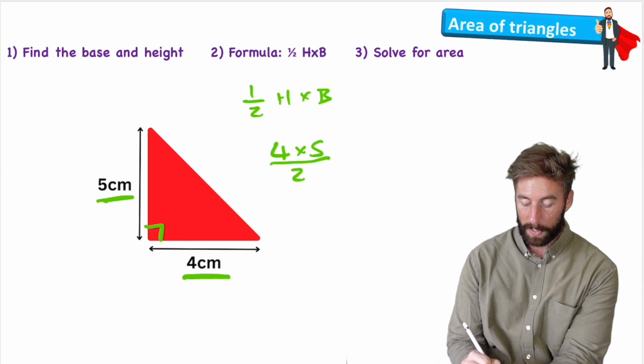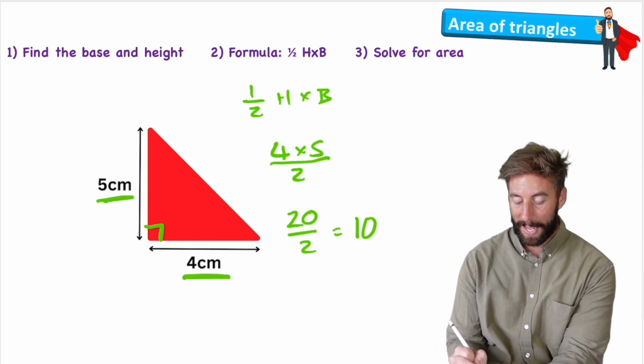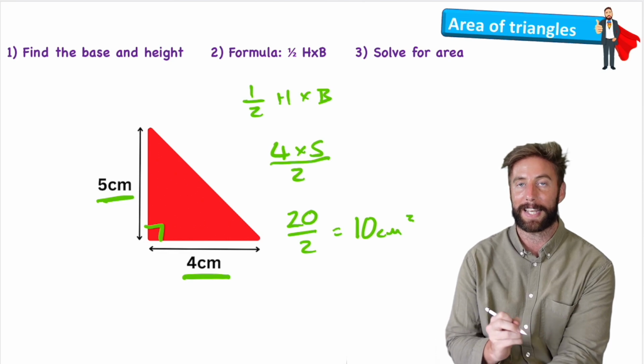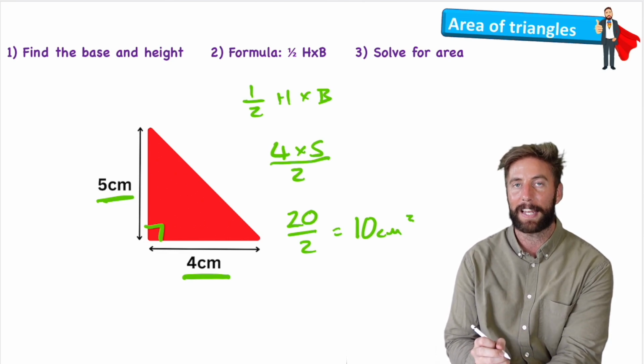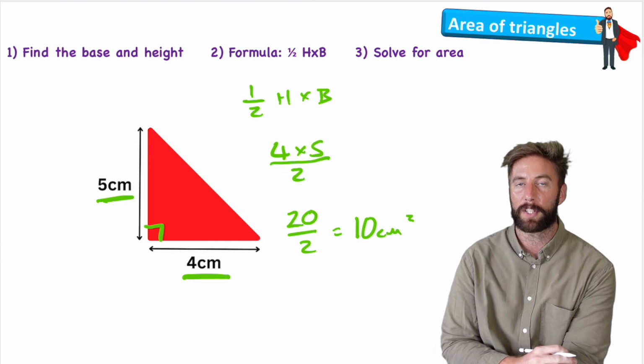4 times 5 is 20. 20 over 2 equals 10. But 10 what? 10 centimeters squared. Because what we're saying is that in this triangle we have 10 square centimeters that make up the area or the surface of this shape.